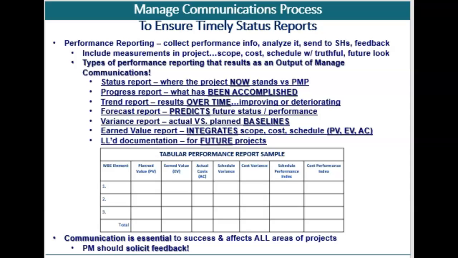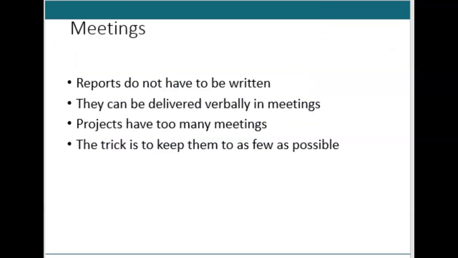You'd produce variance reports. Earned value report is addressed in the literature quite well, but it integrates scope, cost, and schedule. We know them mathematically as PV, EV, and AC. Of course, then you could also do a lessons learned report. Those are just some good samples of the type of reports that you will use to communicate to your stakeholders.